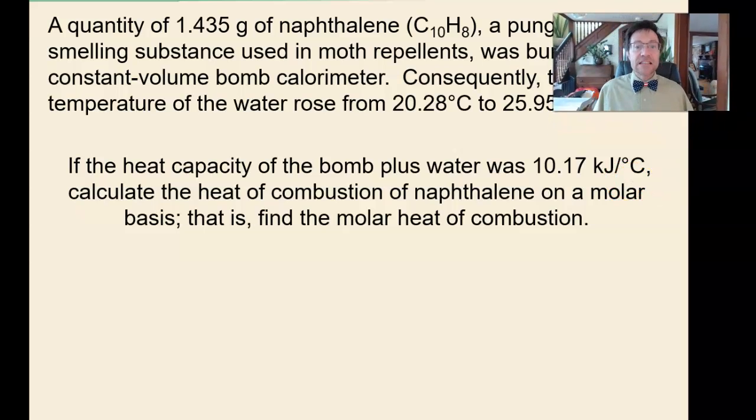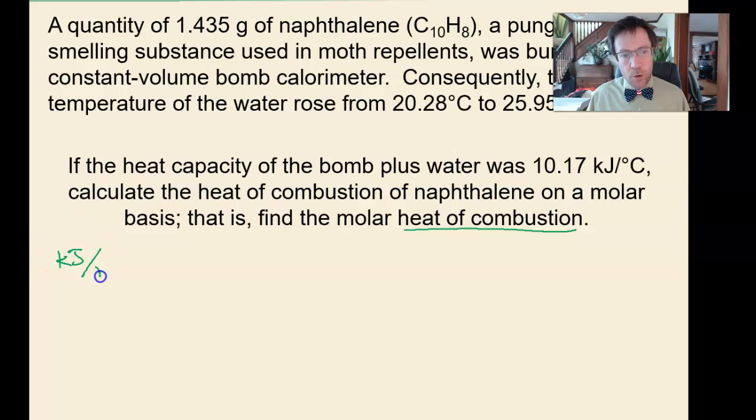So if the heat capacity for the bomb plus the water is 10.17 kilojoules per degree centigrade, calculate the heat of combustion of naphthalene on a molar basis. That is the molar heat of combustion. Kilojoules per mole. All right. Heat of combustion. This is what we need. What we need is kilojoules per mole.